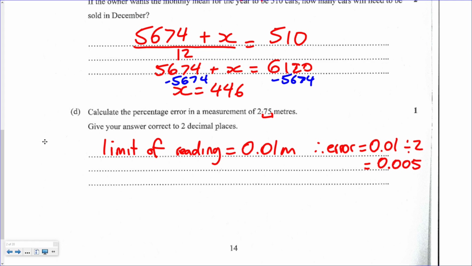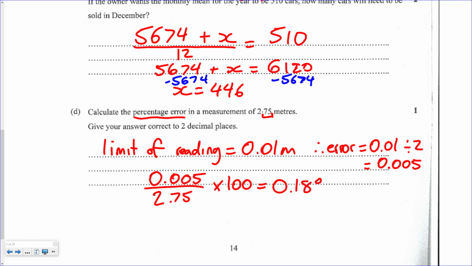So what we want to do is find the percentage error. We don't want to just find the error, otherwise that would be the answer. We want to find the percentage error. So we're trying to see how far off this measurement could have been. So we're going to get that maximum error, 0.005, divide it by the measurement that we made, so 2.75, times it by 100, and that will give me 0.18%. And again, reading the question carefully, it says to 2 decimal places.